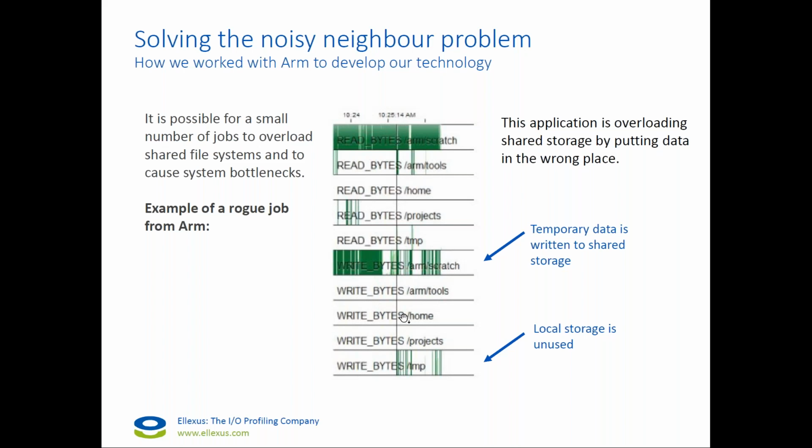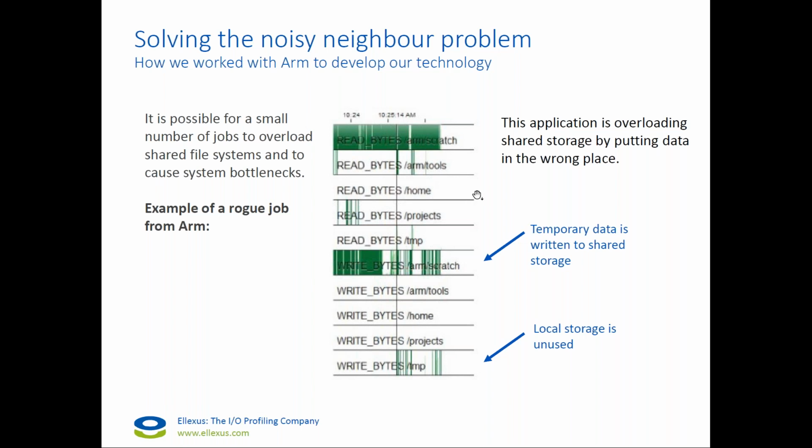So I mentioned very briefly the noisy neighbor problem, and this is a very nice illustration of the kind of issue that you might be looking to solve with I/O profiling and the kind of issues that can arise if you don't follow I/O best practices. In shared storage systems such as HPC, it's possible for a small number of jobs to overload shared storage by doing too many I/O operations. That could be metadata or it could be reads and writes. And this is an example of one of those applications.